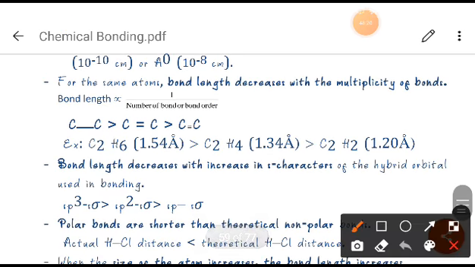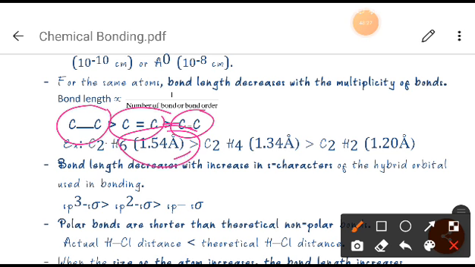When you look at the bond length of a carbon-carbon single bond, double bond, and triple bond, the bond length follows this order: 1.54 Angstrom, 1.34 Angstrom, and 1.20 Angstrom.